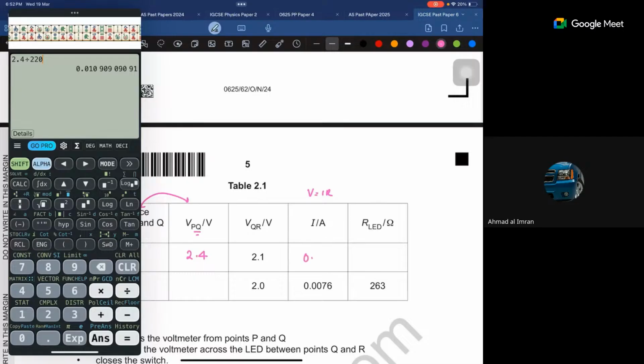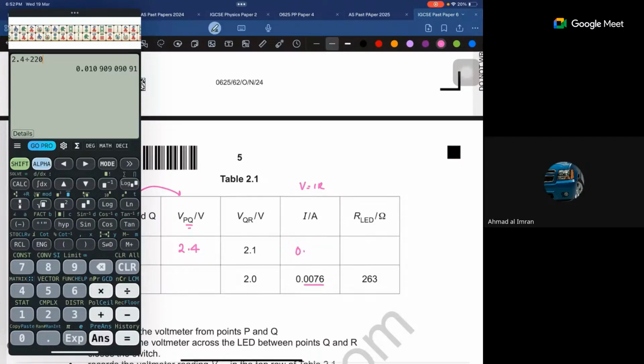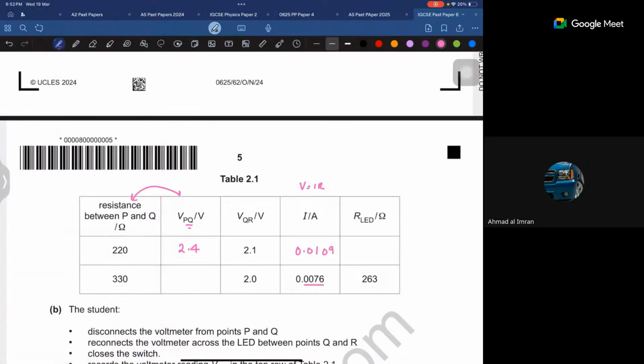which comes out to be 0. Now you see here we have 4 decimal places, so we will write the answer to 4 decimal places. 0.0109. So you have to make sure that column wise the values are correct.